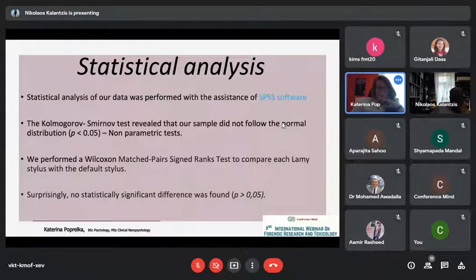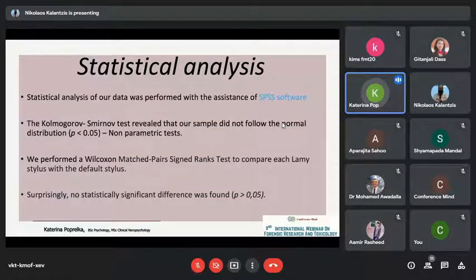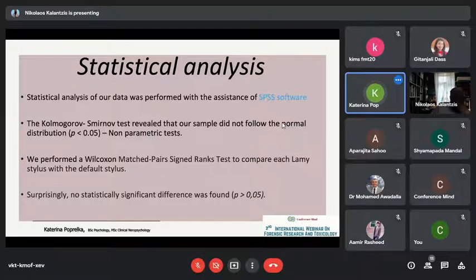Okay. Now, our statistical analysis of our data was performed with the assistance of SPSS software. The Kolmogorov-Smirnov test revealed that our sample did not follow the normal distribution, and that's why we used non-parametric tests. We performed a Wilcoxon matched pair signed ranks test to compare each Lamy stylus with the default stylus.